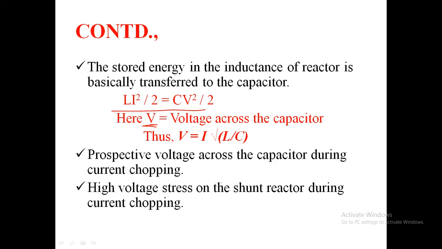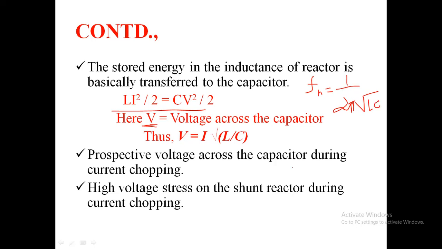So the frequency of the natural oscillation, we all know, represented by Fn, will be equal to 1 by 2 pi square root of LC. So this is the natural oscillation frequency.